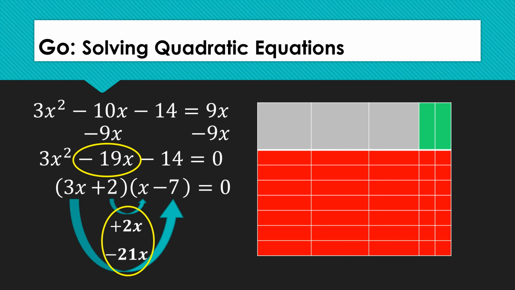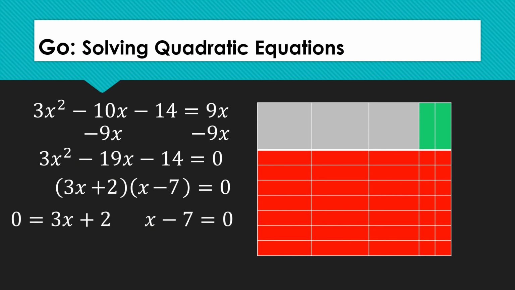When we add the negative 21 x's and the 2 positive x's, we end up with the negative 19 x's, which is the second term in our quadratic. The negative 14 is represented by the 14 small red squares. Those each have a dimension of positive 1 by negative 1, and again we have 14 of those.